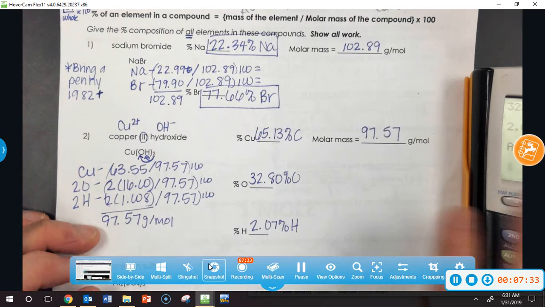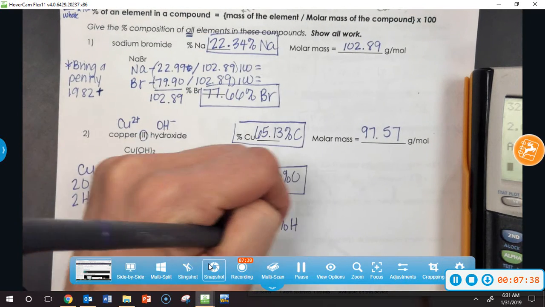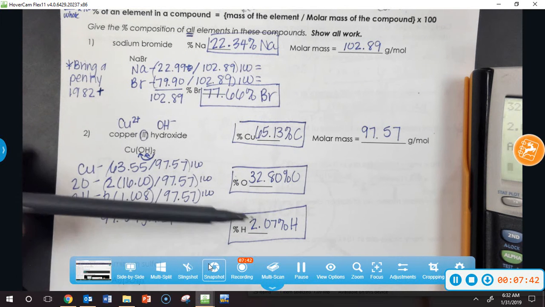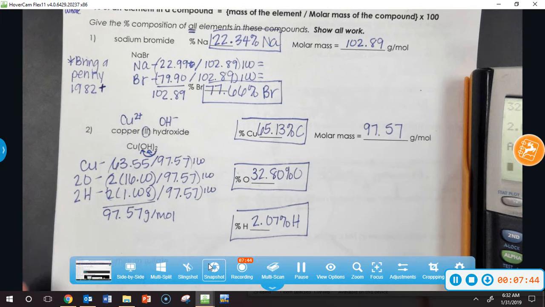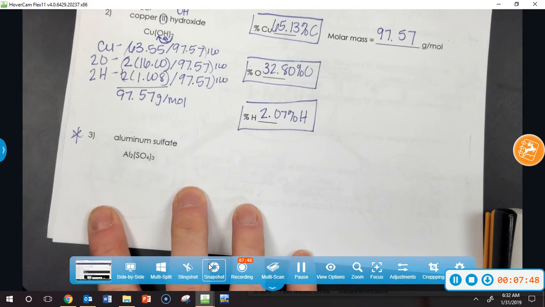So this is your answer. This is your final answer for percent composition. 65.13% copper, 32.80% oxygen, and 2.07% hydrogen. So I want you guys to try aluminum sulfate.